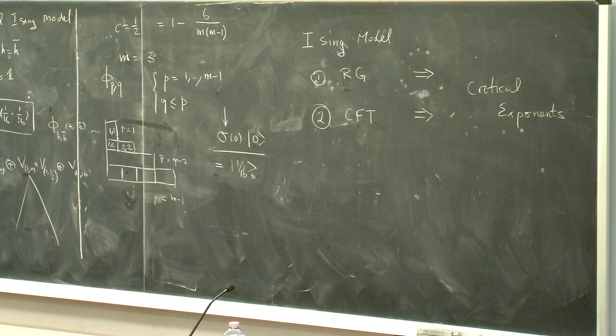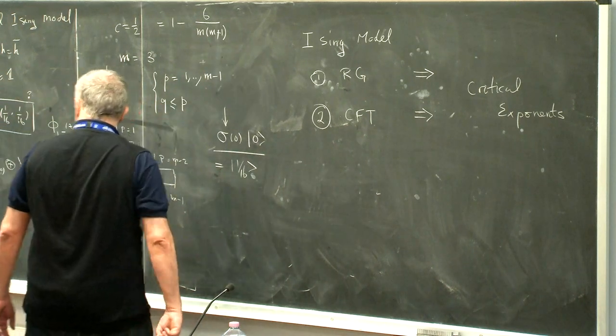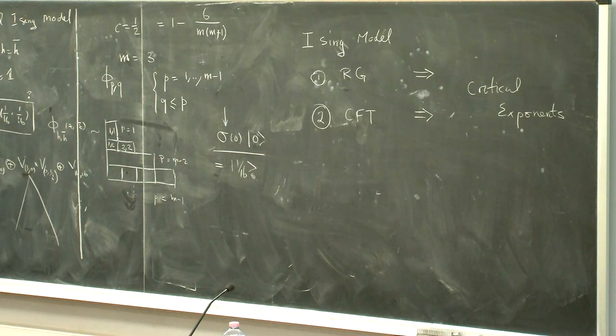M is equal to 3, yes. So our C is 0. M should be 4 here, right? Back one up. A plus 1. Thank you.